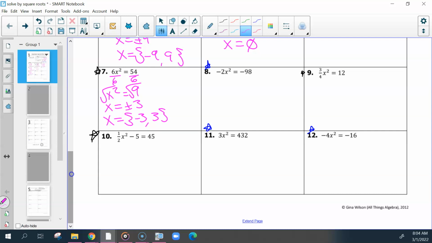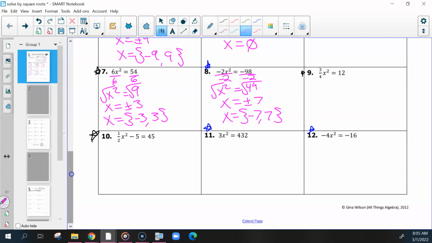For number 8, it has a negative, but x squared is not isolated, so don't immediately jump to it doesn't have a solution until you isolate it. Divide both sides by negative 2. x squared equals 49. 49 is a perfect square, so we can take the square root of both sides. Get plus or minus 7. So negative 7 and 7.